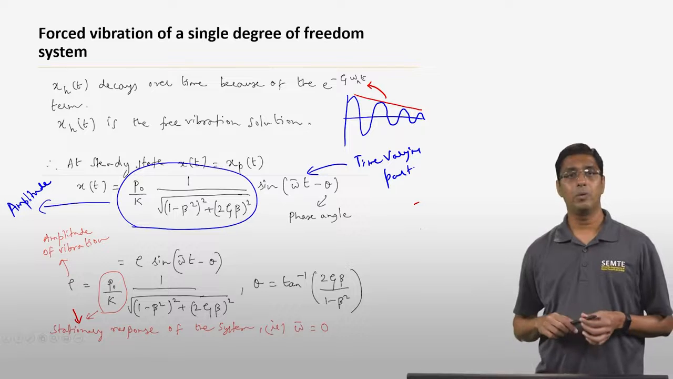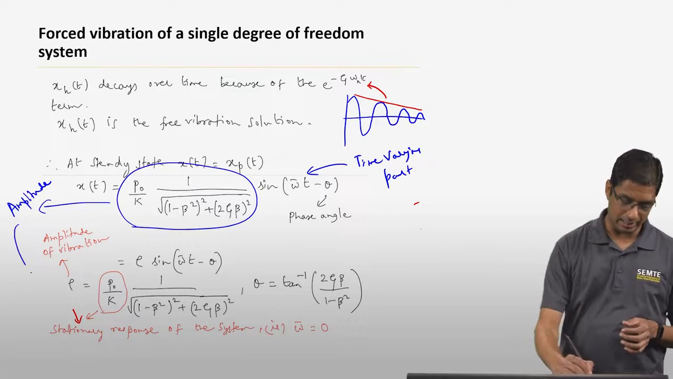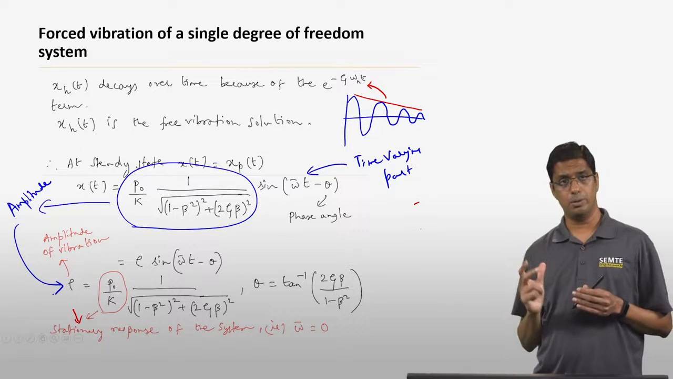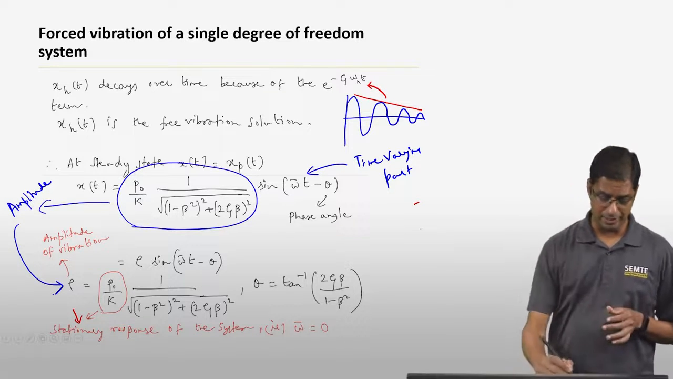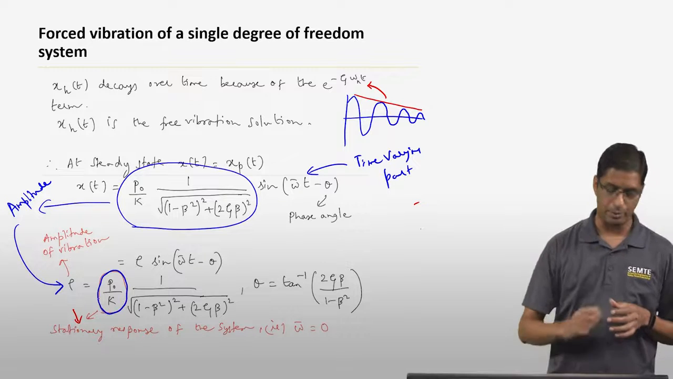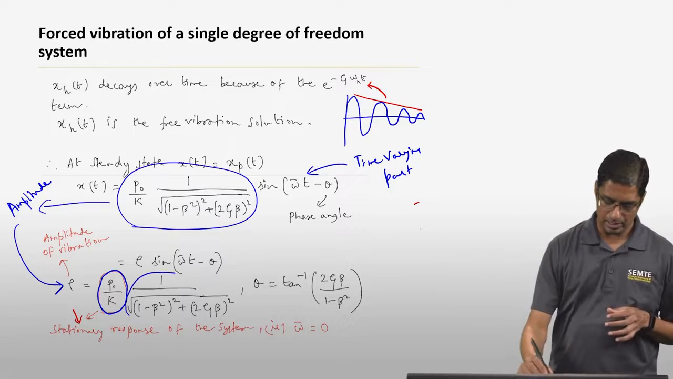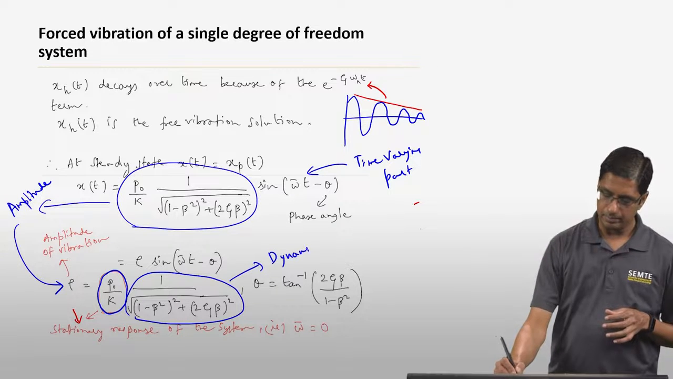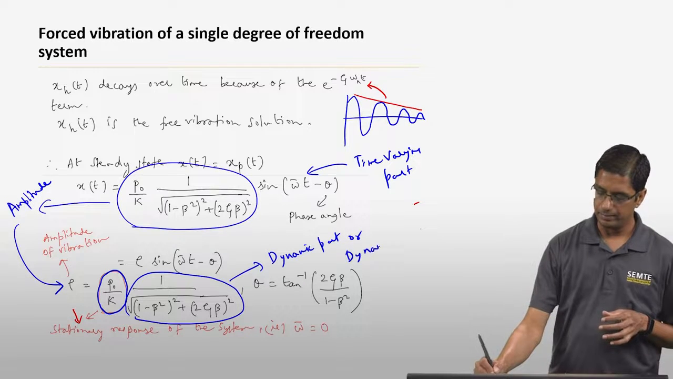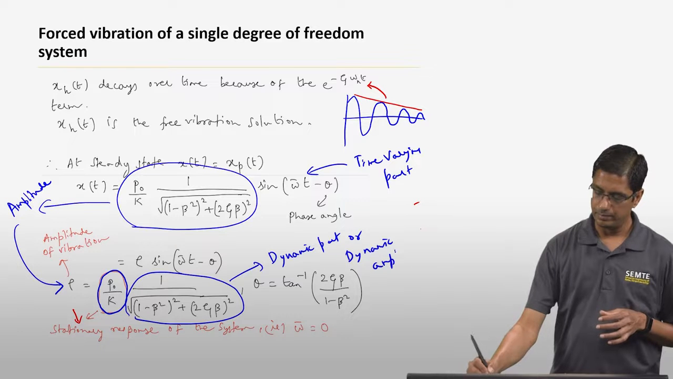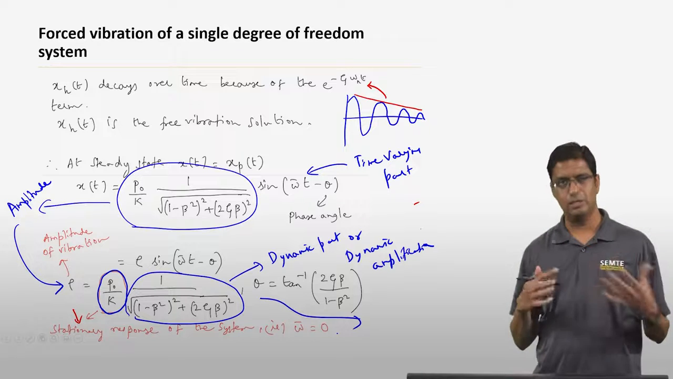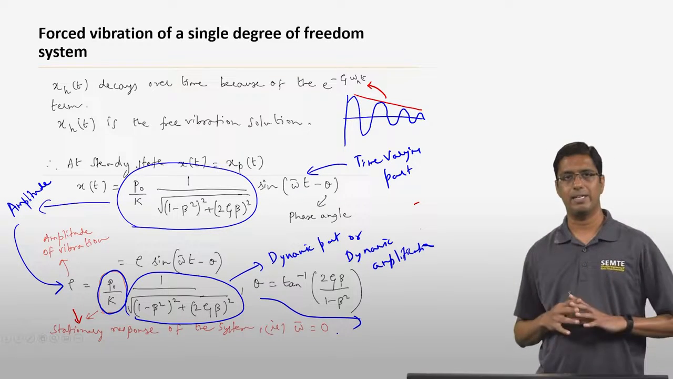And now you can take this amplitude part and call it rho. And then you can split that rho into two parts. One is the stationary response that I was just talking about, P naught over K. And this part is essentially the dynamic part, or dynamic amplification. And this theta is what is called a phase angle. That is not very relevant for our analysis, so I'm not going to talk about it too much.